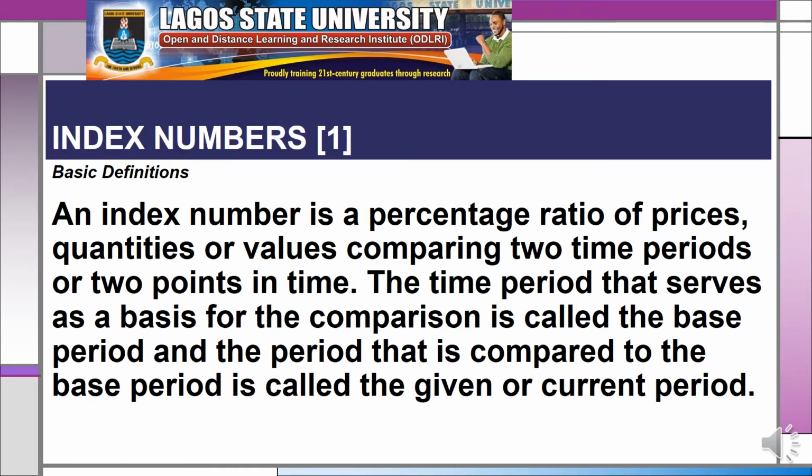An index number is a percentage ratio of prices, quantities, or values comparing two time periods or two points in time. The time period that serves as a basis for the comparison is called the base period, and the period that is compared to the base period is called the given or current period.